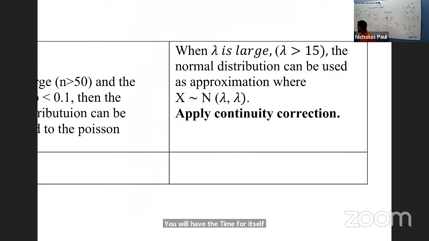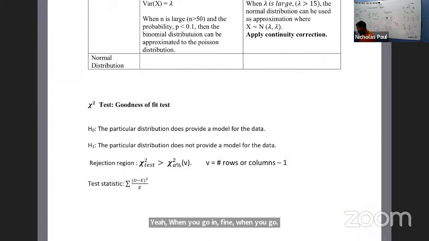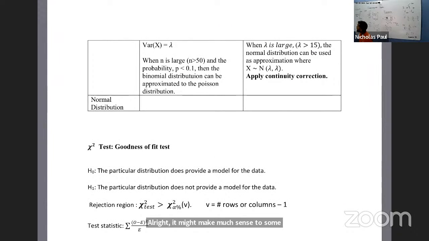And if the Poisson is too big, lambda is too big, then we are using normal. And we have to apply continuity correction. Remember that? Remember continuity correction? When you're going from discrete to continuous, you have to apply it. All right, so it might make more sense to some people when we apply it now, because you have to kind of remember your normal distribution.